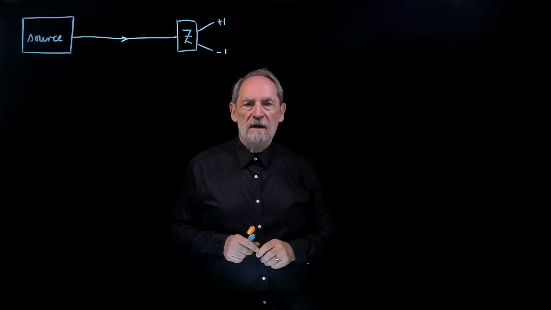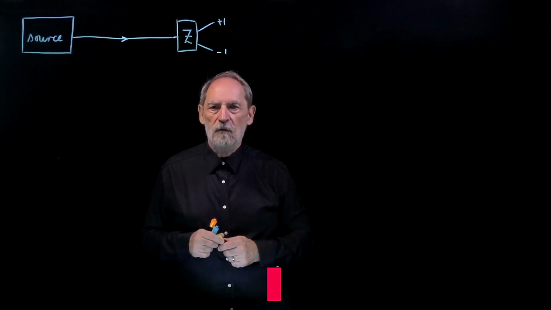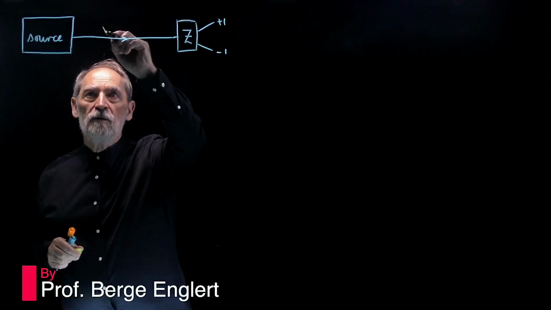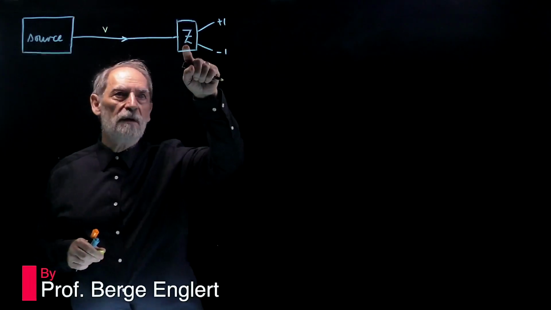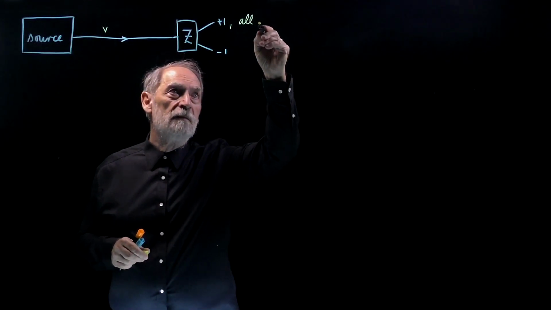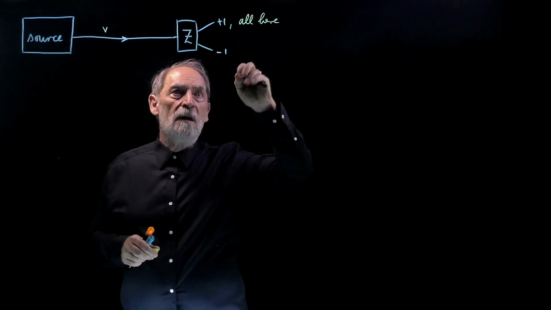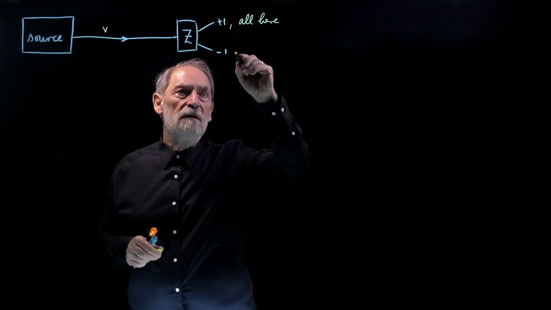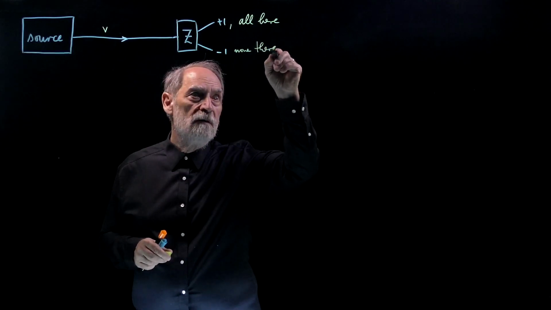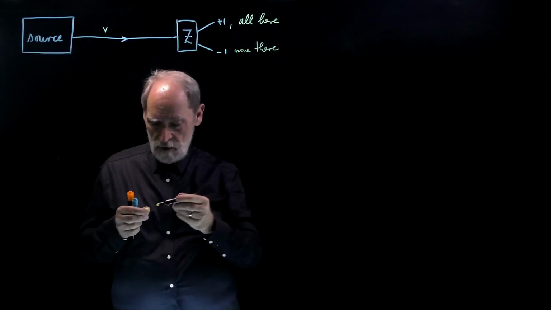So let's consider again a situation that we discussed before. We have a source that emits photons. The photons are vertically polarized. Then when they are measured by a Z measurement, all of them give us the value +1. And none of these photons goes to where we have the value -1. So all are here, none are there.